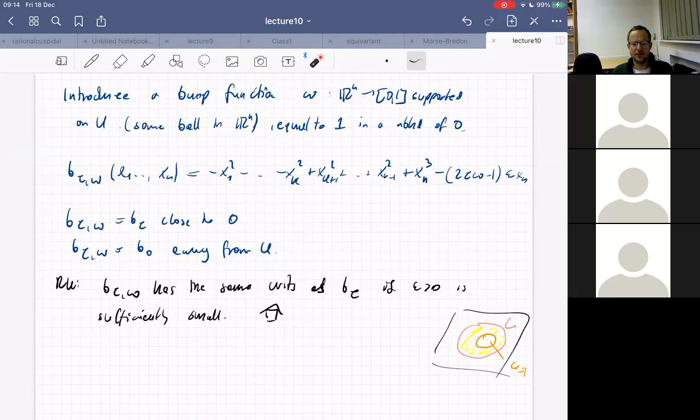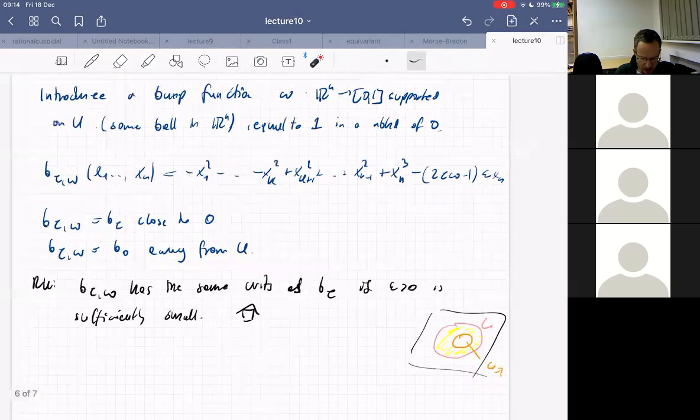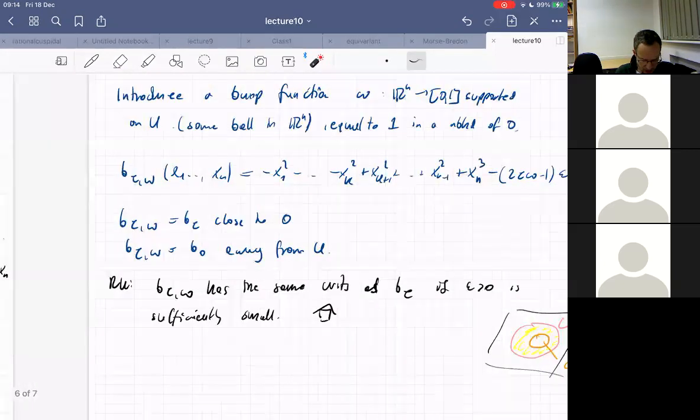Maybe you need to restrict to a path so that these two critical points do not go out of this region where omega is one. So instead of going up to one, you go up to tau equal one half plus something. But it really doesn't matter. This is a very technical detail.